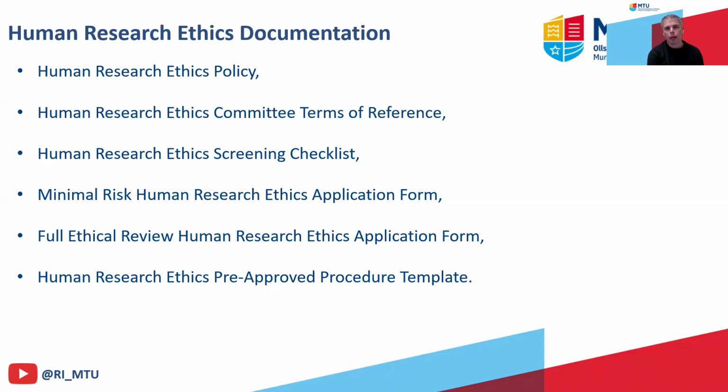We also have this pre-approved procedure template. I'm going to have a slide of that in a couple of minutes, and these slides will be shared afterwards as well. The pre-approved procedure is twofold. If somebody is conducting research as part of a taught program that is beyond minimal risk, then they follow a procedure to do that, because our human research ethics policy calls out that research conducted for taught programs, so undergraduate or taught masters, must be at a minimal risk level. It can't be beyond minimal risk.